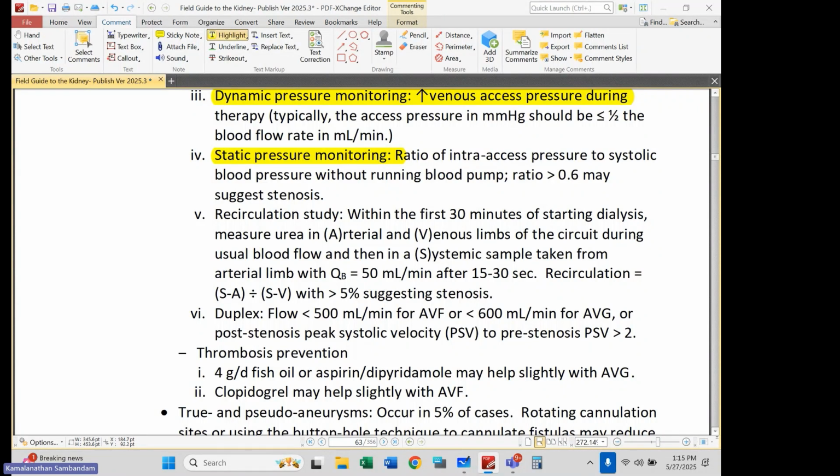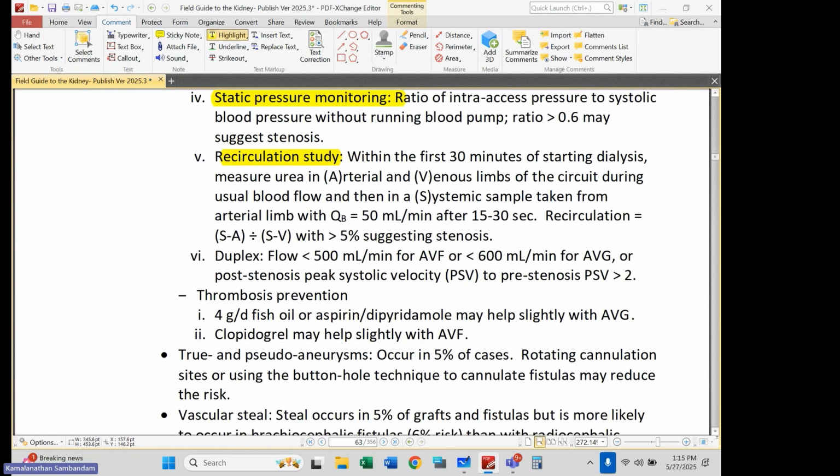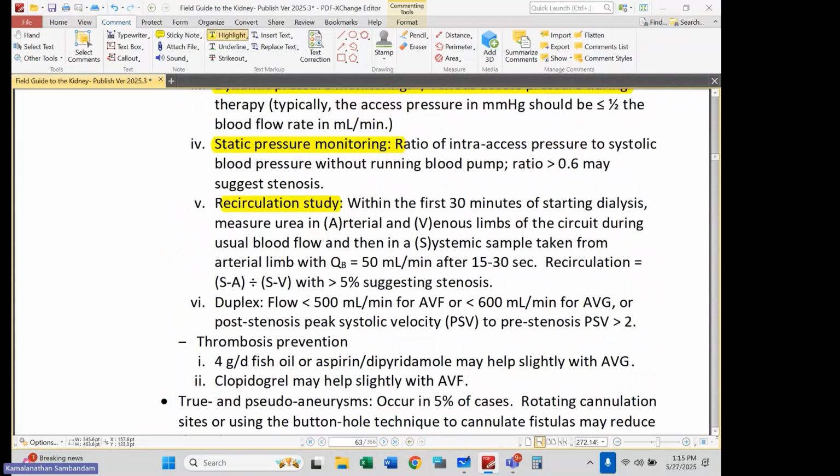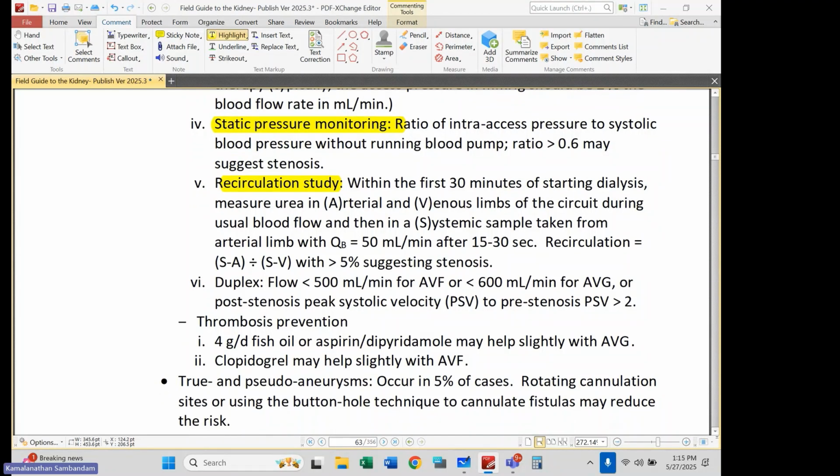Static pressure monitoring, we don't really use much. I'm just going to let you read about that, but that's a historic test that was investigated as potentially beneficial, but really it doesn't get used much in the practical practice of nephrology. Recirculation may also be a clue that the access is about to fail. I think I'll end here just since my time is up. I won't go to thrombosis prevention. I'll pick up next, I think tomorrow actually.